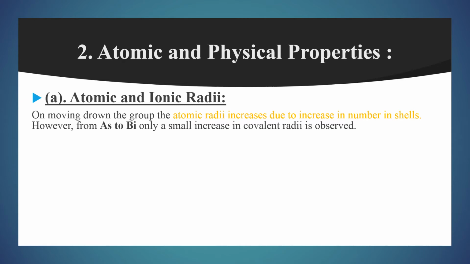Electronic configuration is helium 2s2 2p3, and for bismuth the shell number becomes 6. And from here we know that as we move down the group the shell number increases, and due to increase in shell number atomic radii also increases, and similarly ionic radii will also increase. Now however, from arsenic to bismuth only a small increase in covalent radii is observed.